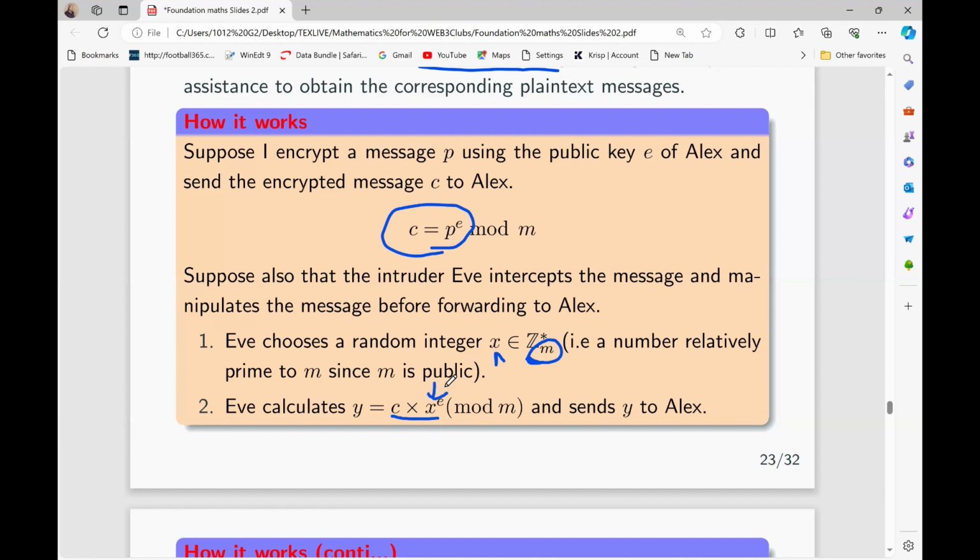She encrypts the X. She has just chosen X from one of the numbers which are relatively prime to M. Then she encrypts it. This one was already encrypted. I encrypted this one, I was sending it to Alex.